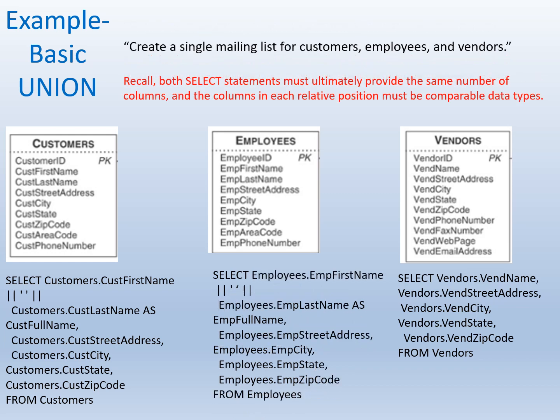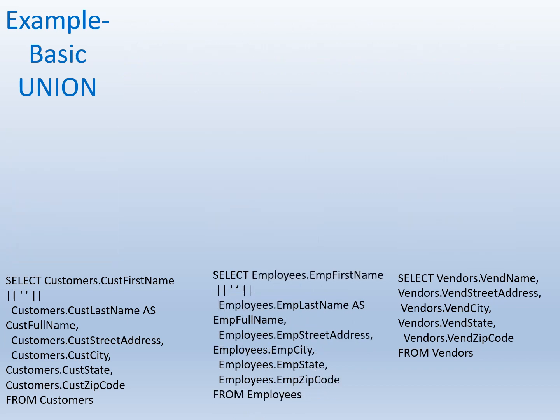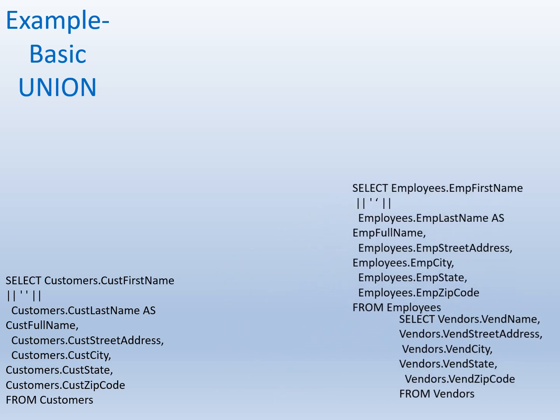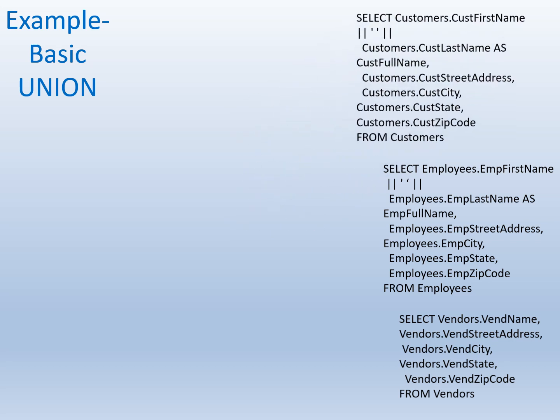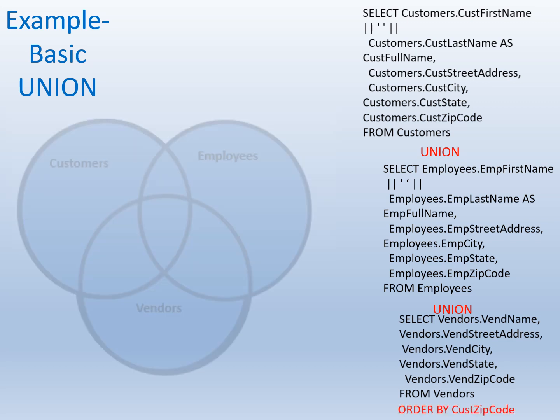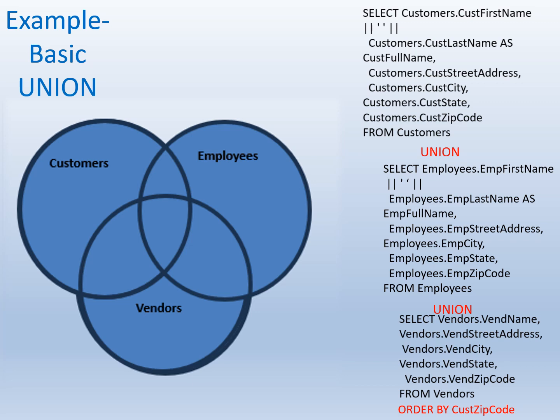To form our union statement, we simply move the three select statements and combine them with the union command. We have three select statements, so we would then need two union commands. The visual representation of the set is displayed here. This is customers, employees, and vendors combined. We would have the rows from all three tables in our result set.